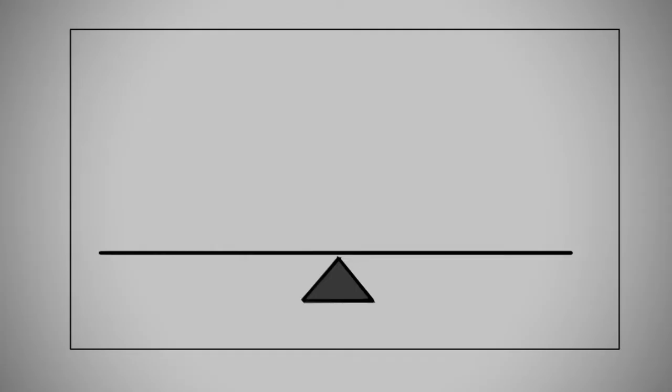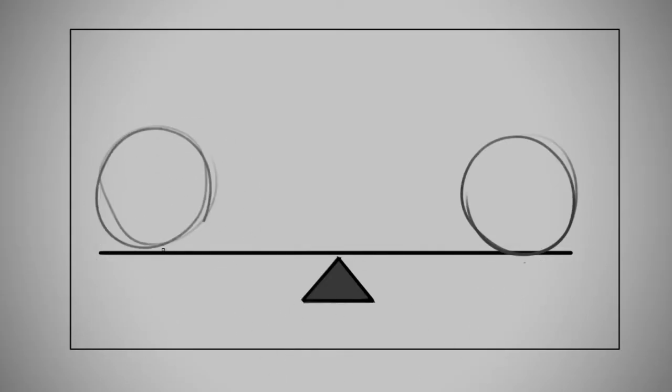Here you see I've drawn a simple scale. It's got a fulcrum in the center, and if I were to put a heavy object on one side, it would not be balanced. This side would go down and the other side would go up. Okay, well, what if I put an equal weight object on the other side?